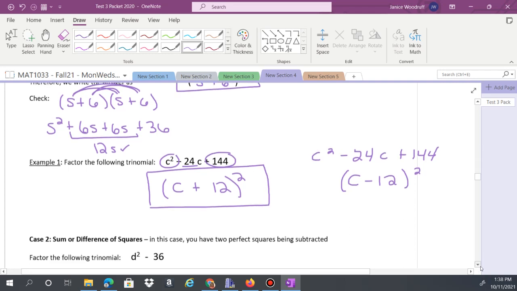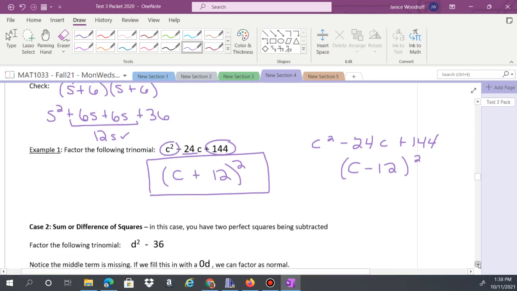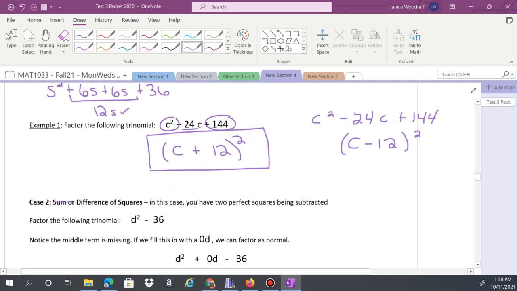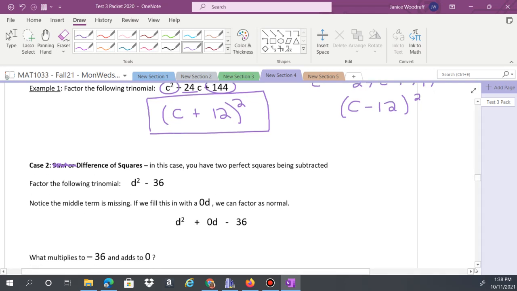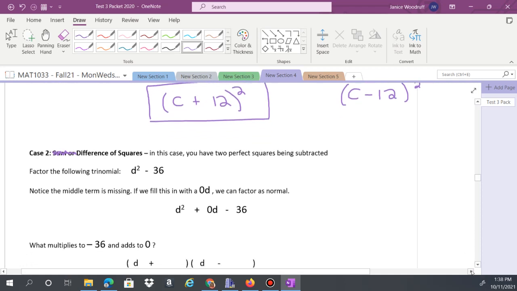Okay, this next one is called the difference of squares, not sum, it's just difference. You're not going to have it work with sum. In this case, it's going to start off as a binomial. So there's only 2 terms, and they're both perfect squares. Notice that they're both perfect squares here. D squared minus 36. Middle term's missing. Fill it in with a 0D, just this time till you get used to seeing them.